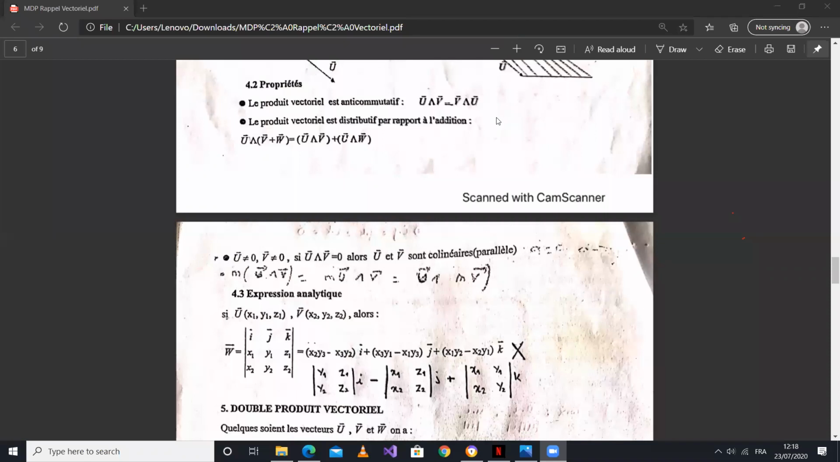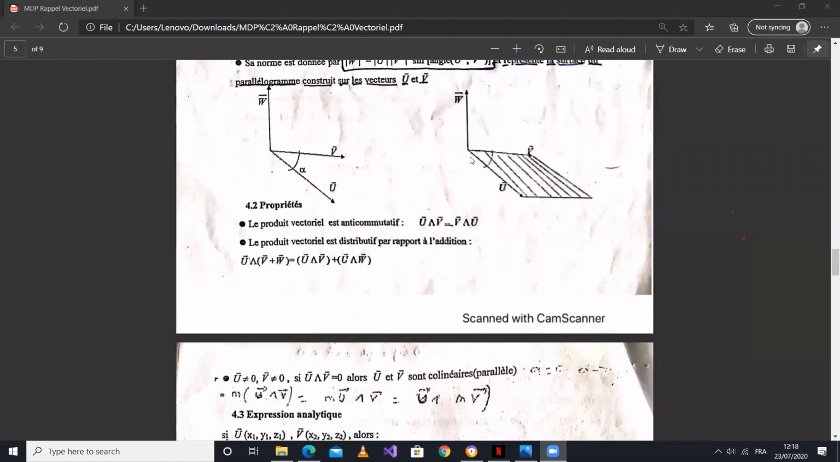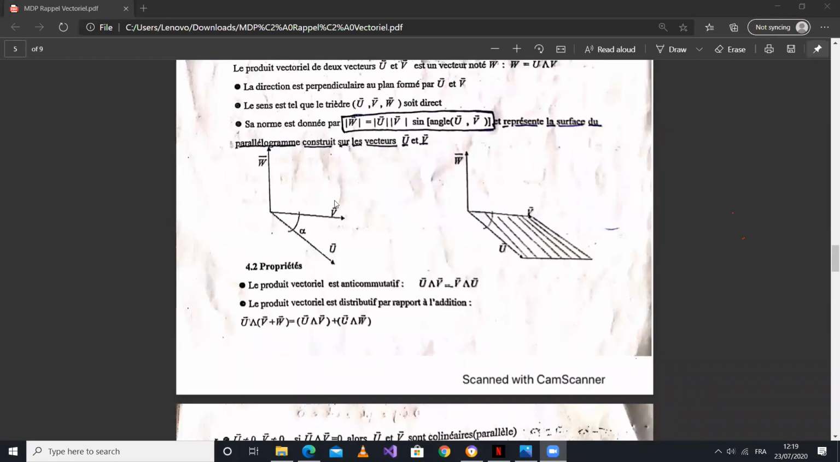Exactly, perfect. That's correct. If they are collinear, it means they are either at 0 degrees from each other, or you can also say 180 degrees. Now, at 180 degrees, they're in opposite directions. One is going this way, the other one in the opposite direction. For all of them, at 0, at 180, and even at 360, the sinus is equal to 0. That's why if both vectors are parallel, the product vectoriel is equal to 0.